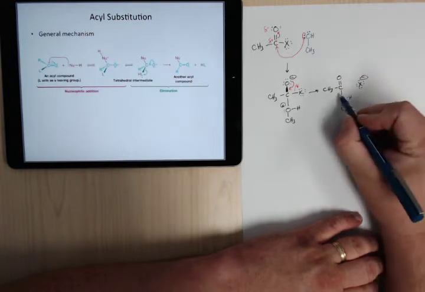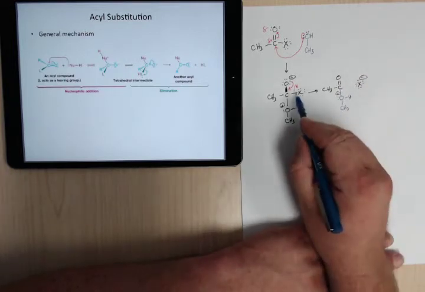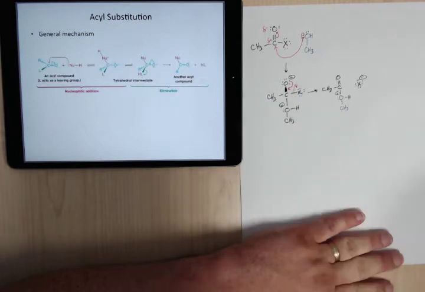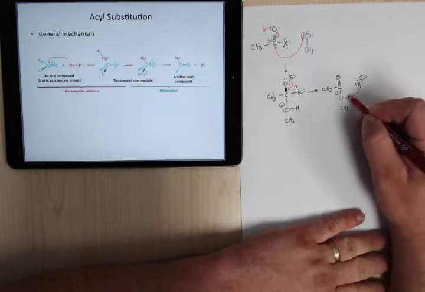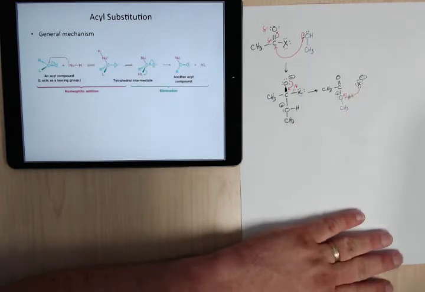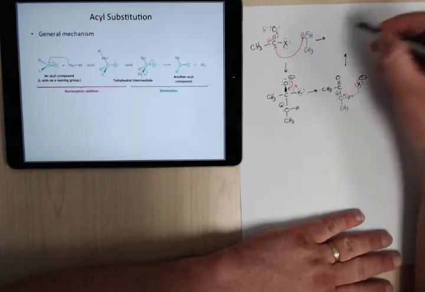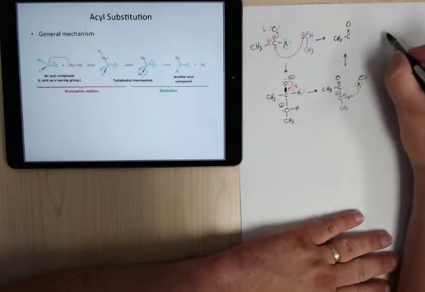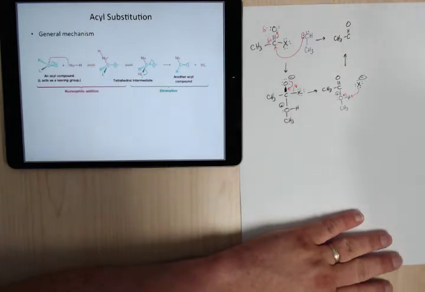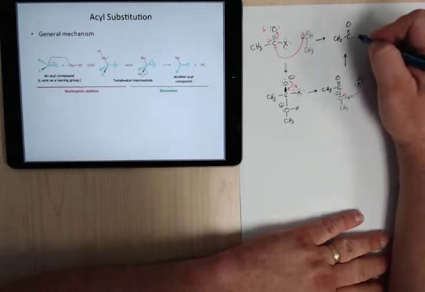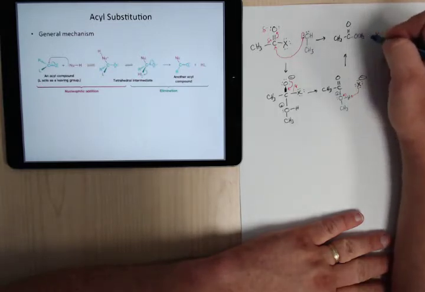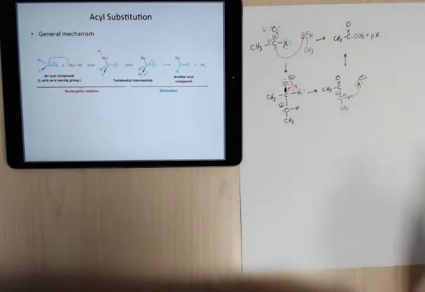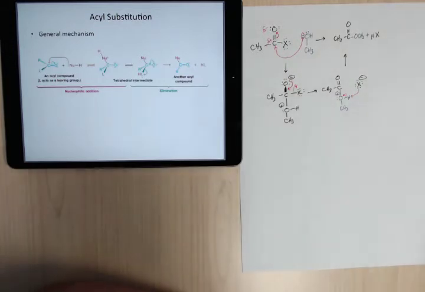Now, as this group is falling away, it's going to come in and snag the hydrogen to move that back there. And so you're going to end up with CH3, C double bond O, X, CH3, H. That's how all of them work.